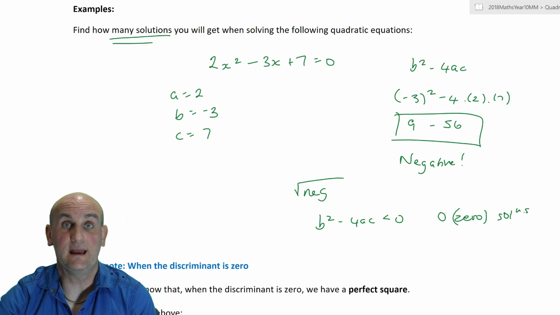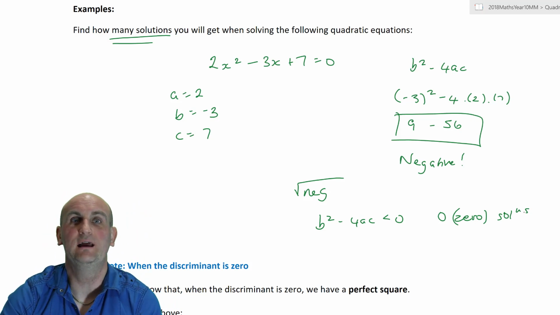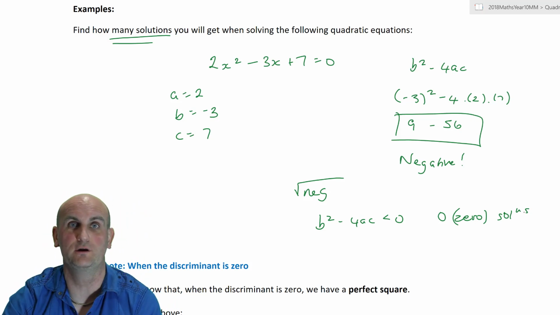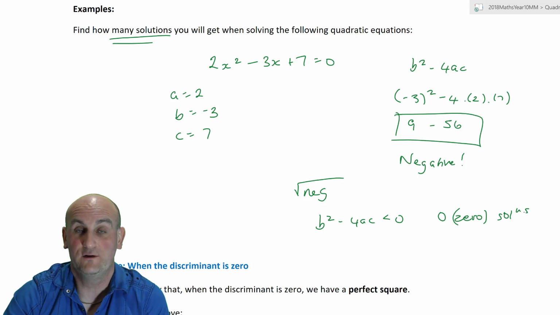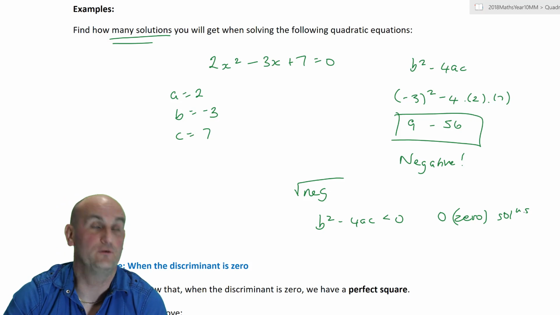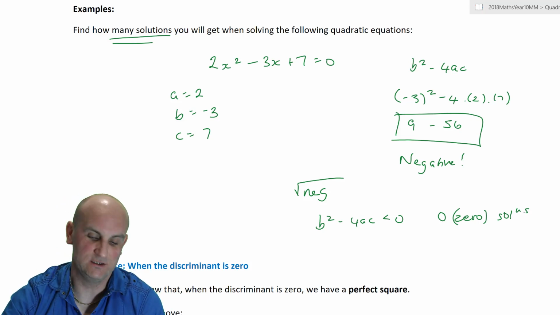Brilliant. Now actually, in many cases, we can use b squared minus 4ac to help us before we even solve questions. Wouldn't it be nice to know up front that actually something's not going to solve, rather than waste 15 minutes on a test? 15 minutes? Who takes 15 minutes on a test to actually do these things?